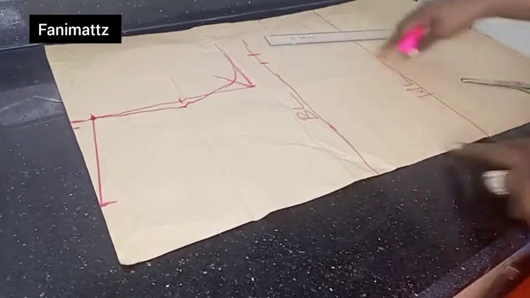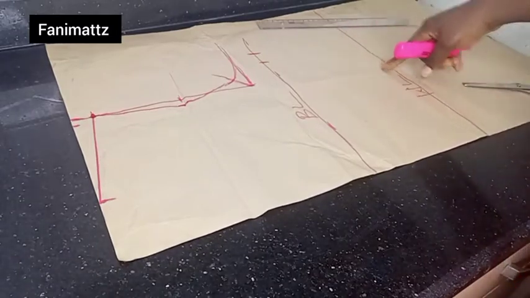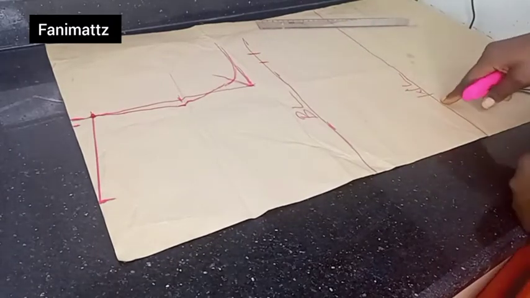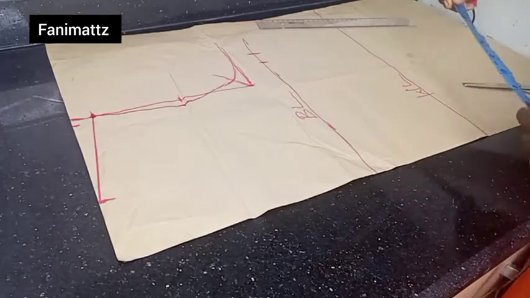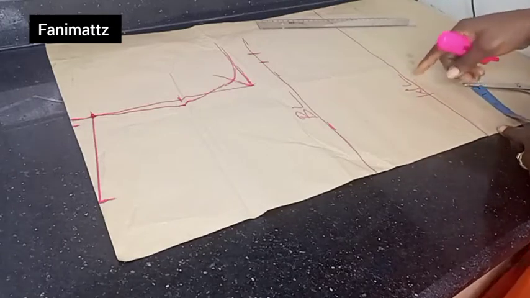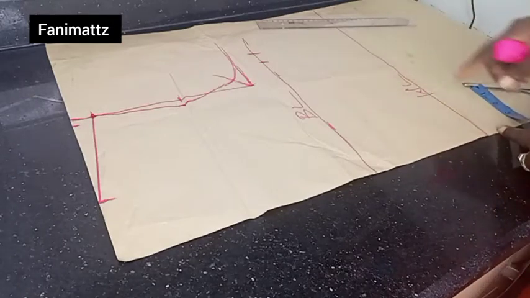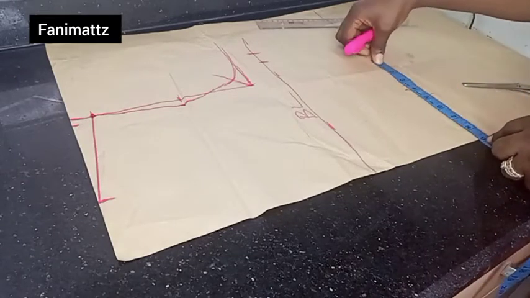The next thing I'm going to do is to mark out my measurement on the waistline. I have 35 inches for my waist circumference. I'll divide my waist circumference by 4. 35 divided by 4, I will have 8.75. So I'm just going to mark that 8.75 here.